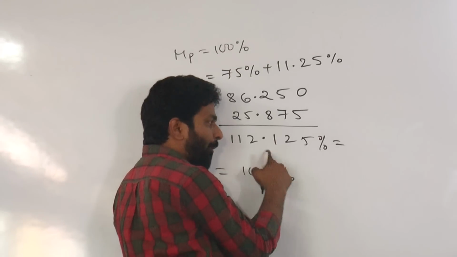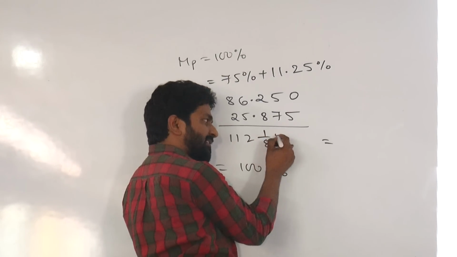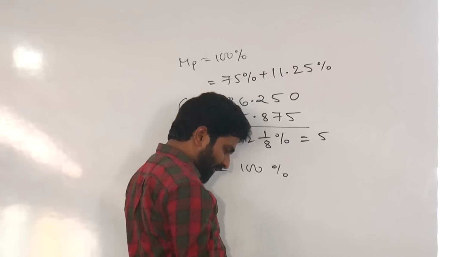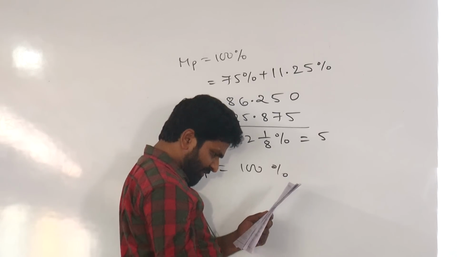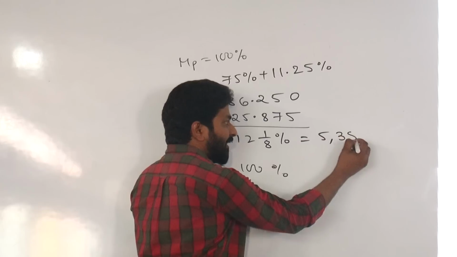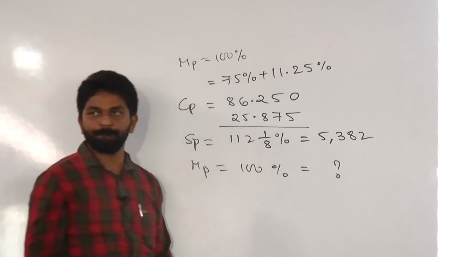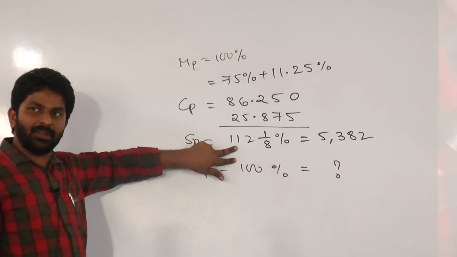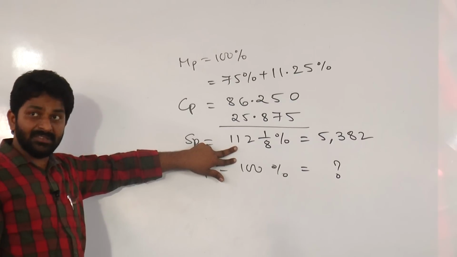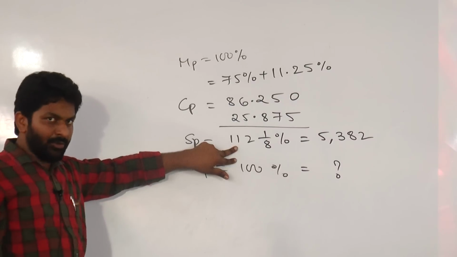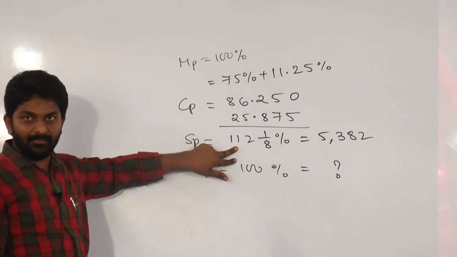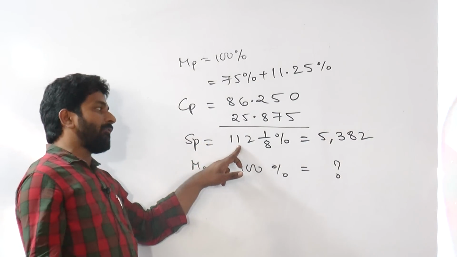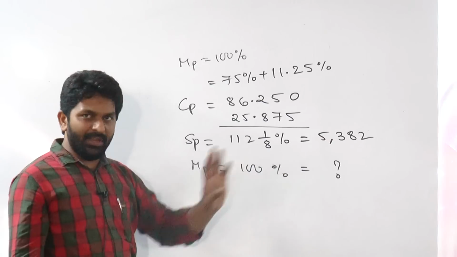112.125. I'll write 0.125 as 1 by 8%. Is that okay? 0.125 or 1 by 8. And this value is given as 5,382. It asked about 100%. Now, let me take difference between these two numbers. How much is difference between these two numbers? How much is this? 12 1 by 8%. You know 12.5% is 1/8. 12 1 by 2% is 1 by 8. But here you have 12 1 by 8%, which is very close to.